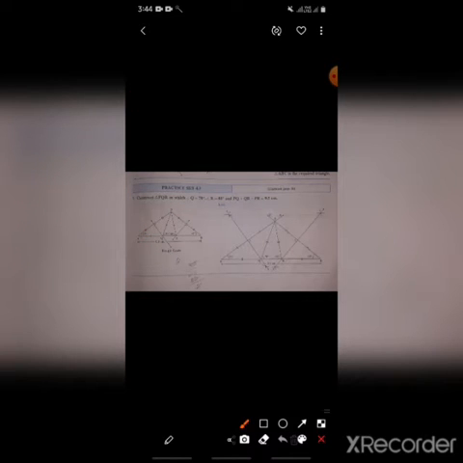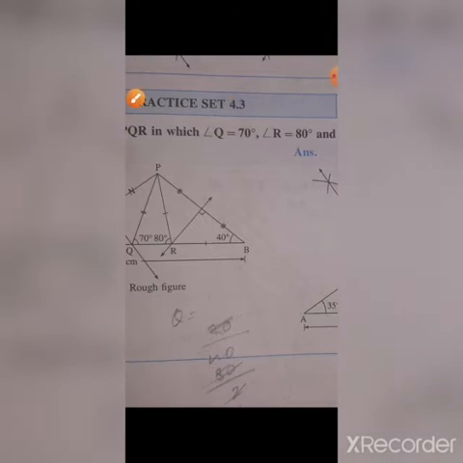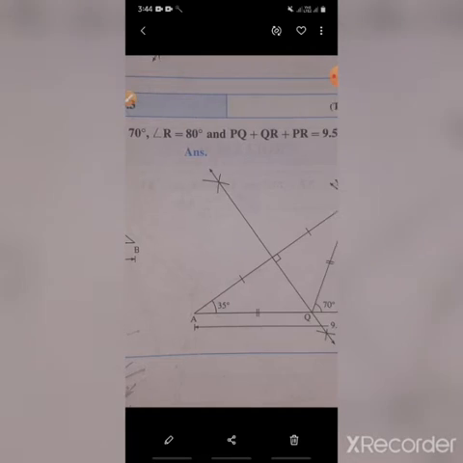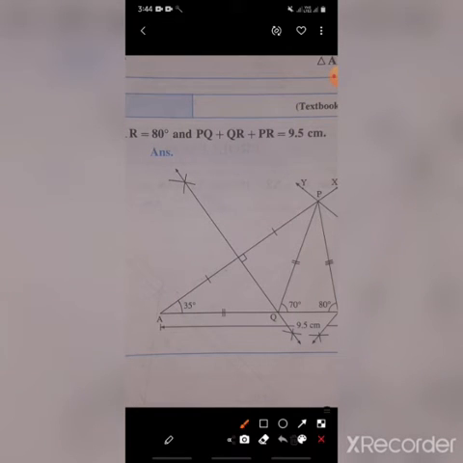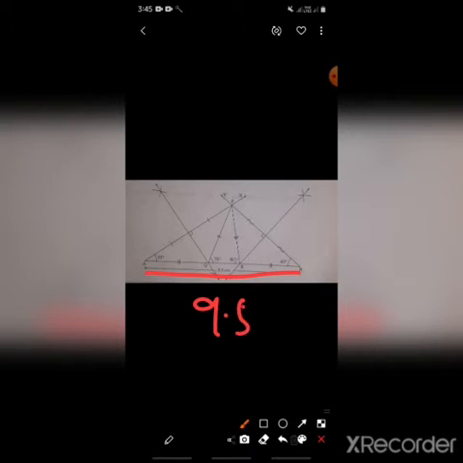In this, Q is 70 degrees and R is 80 degrees, and P plus Q plus R is 9.5. So including P, Q and R, we have to draw the first line, that is 9.5. Here AB is equal to 9.5 centimeters.